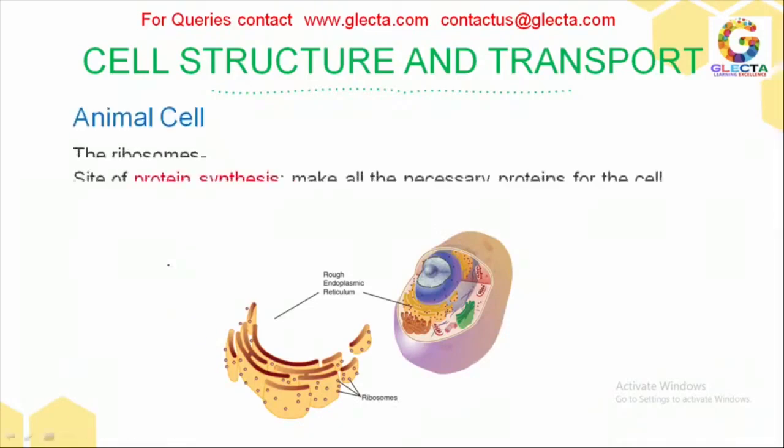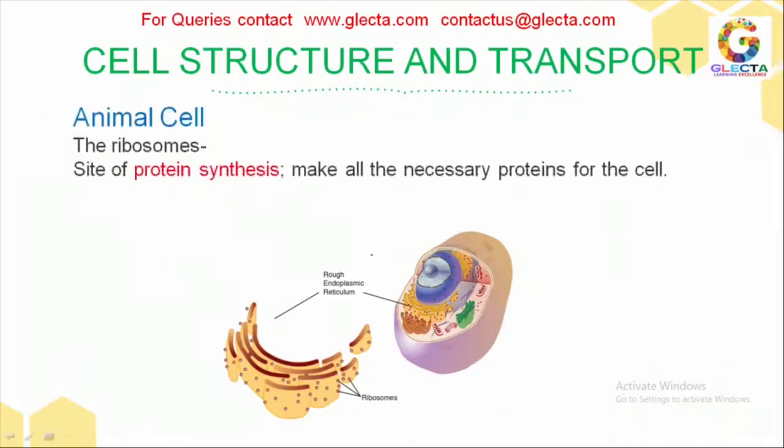Talking about the next structure, which is your ribosomes. Ribosomes are present outside your nucleus, bound to an organelle known as the rough endoplasmic reticulum. Ribosomes are present on the rough endoplasmic reticulum, and ribosomes are responsible for protein synthesis. This is the site of protein synthesis. Whatever proteins are made in your cell are made by your ribosomes. These are making all the necessary proteins for your cell.